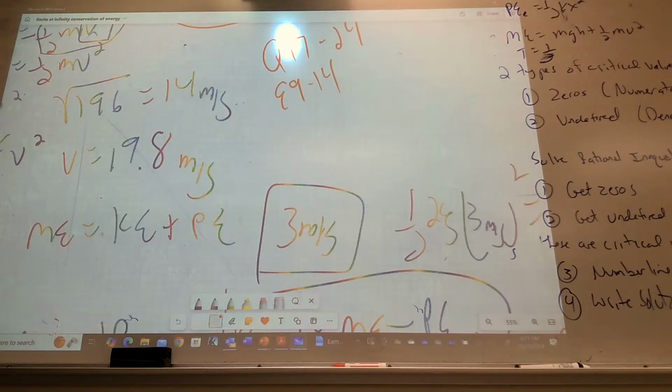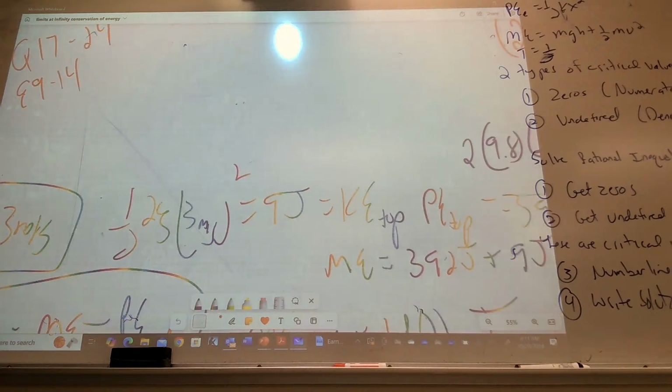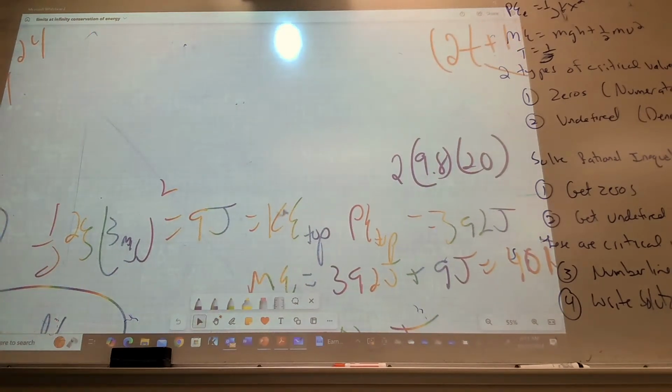So you have 1/2 times 2 times 3 squared, which is 9 joules. That's your kinetic energy at the top. Potential energy at the top is still 392, which is 2 times 9.8 times 20. You sum those together, you get 401 joules.